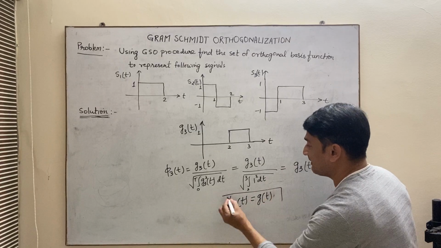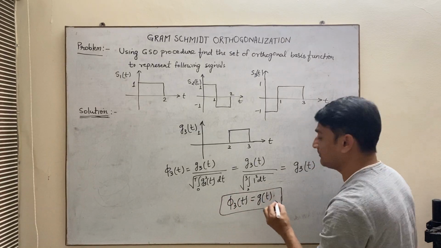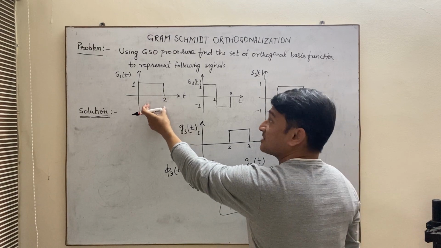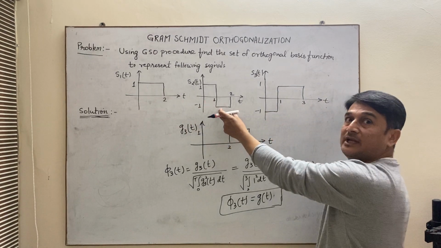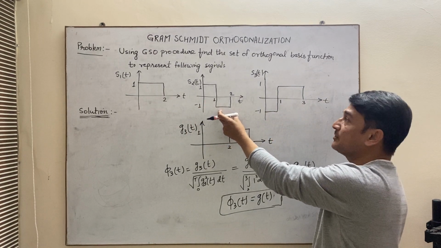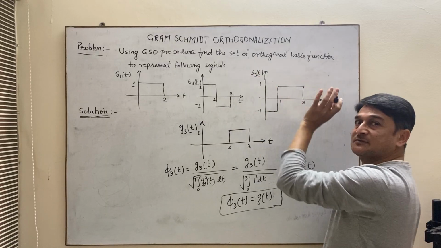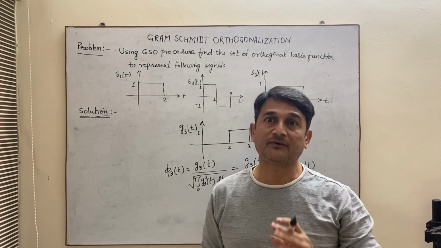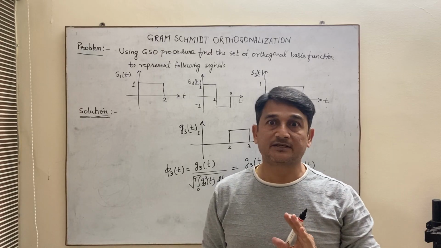So this way we have calculated all the basis functions for the given problem: phi 1(t) corresponding to S1(t), phi 2(t) corresponding to function S2(t), and phi 3(t) corresponding to S3(t). This way we can solve the numericals also, if any numerical is asked in the exam.